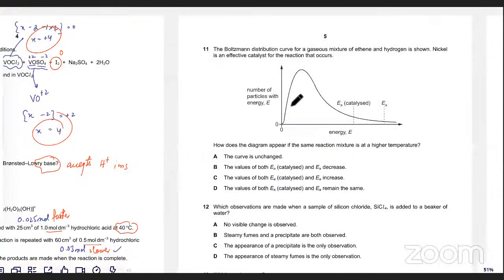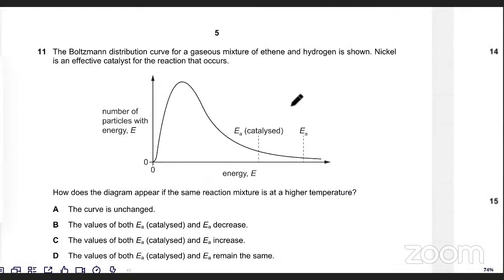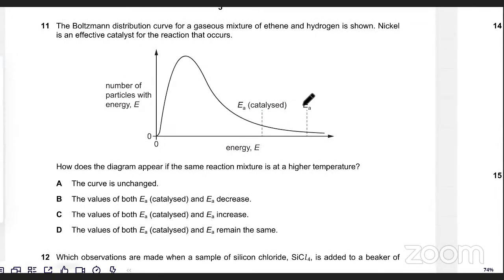Next one, let's move to question number 11. Not a Bronsted-Lowry question, it's a Boltzmann distribution. In a Boltzmann distribution, you have a distribution of energies of particles in a container or a solution. At high energy, the number of particles is very small. At low energy, the number of particles is very small as well. The height is the number of particles. Most of the particles have energy at the average energy, so the number of particles is a lot there.